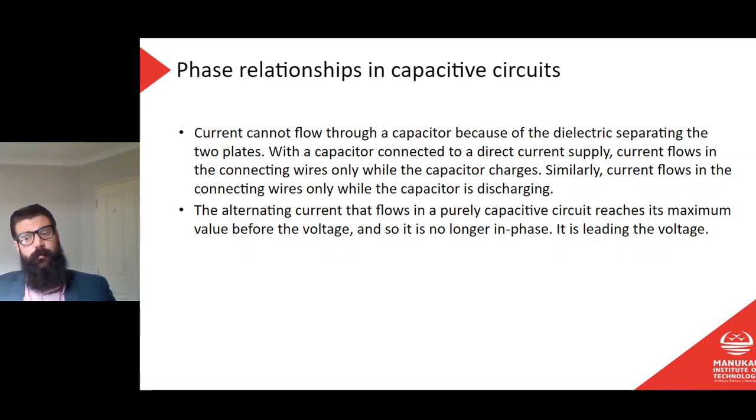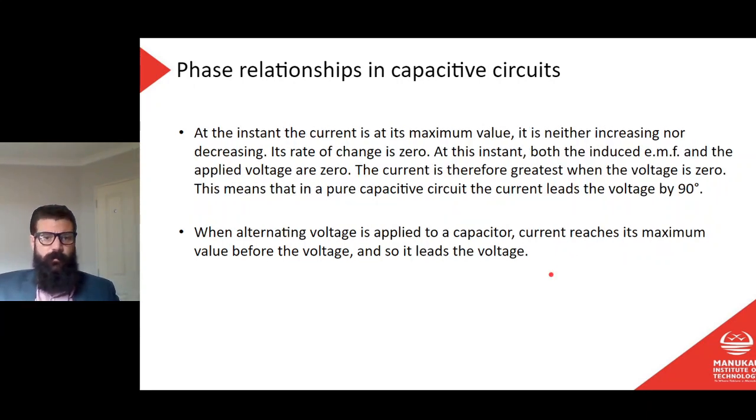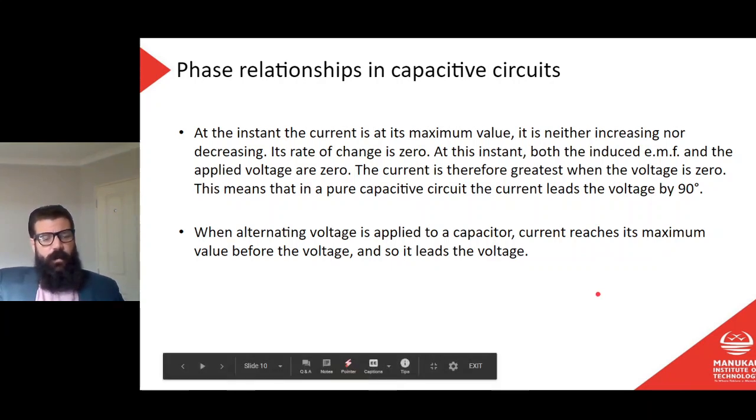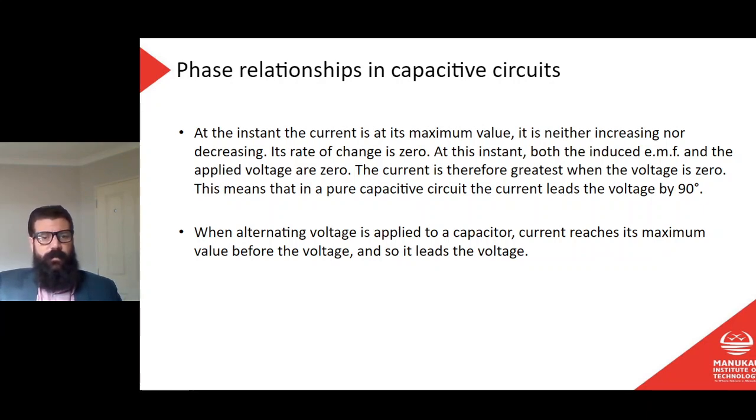As the capacitor voltage increases, the capacitor current decreases, because we're not charging as fast. The capacitor voltage is almost the same as the supply voltage. So at the instant the current is at its maximum value, it is neither increasing nor decreasing. Its rate of change is zero. At this instant, both the induced EMF and the applied voltage are zero. The current is therefore greatest when the voltage is zero. That means that in a purely capacitive circuit, the current leads the voltage by 90 degrees.